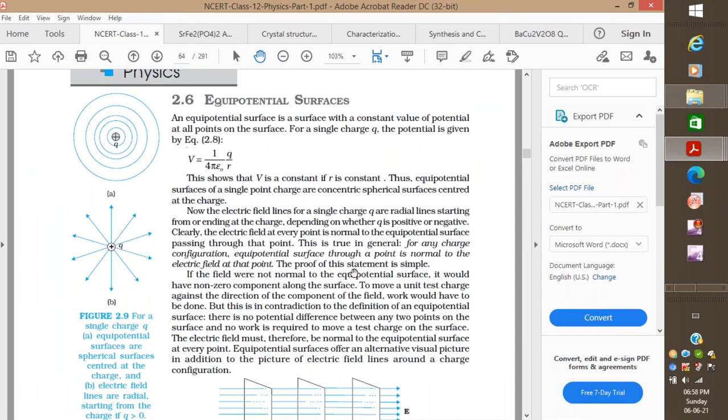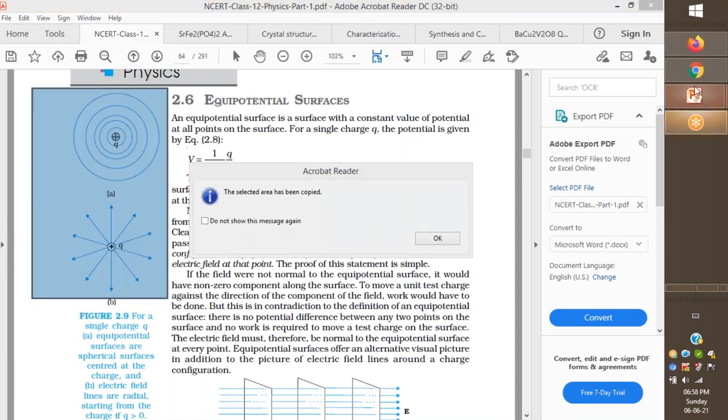It is called equipotential surfaces. This is also a very important topic and very important to understand. I'll just copy these figures. Okay, just a minute.